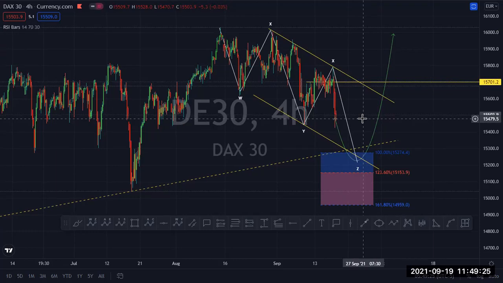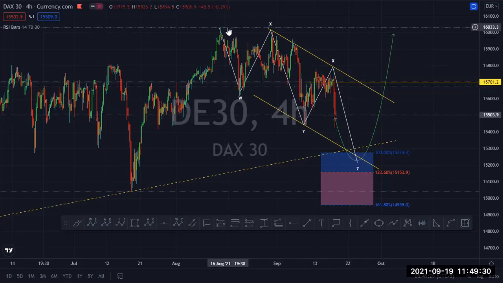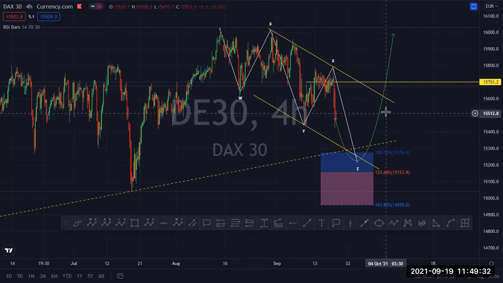Of course, this can equally be a bigger WXY or ABC. So I'm expecting it to drop further before I buy. So selling might be late already.